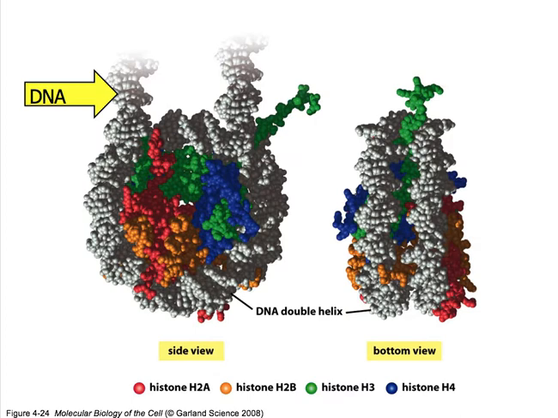Using further technological refinements, we now have a better understanding of the nucleosome core. Here we can see the DNA in gray wrapped around the different subunits of the histone proteins, each indicated by a different color. The first view shows the nucleosome from the side. The second view shows the nucleosome from below.